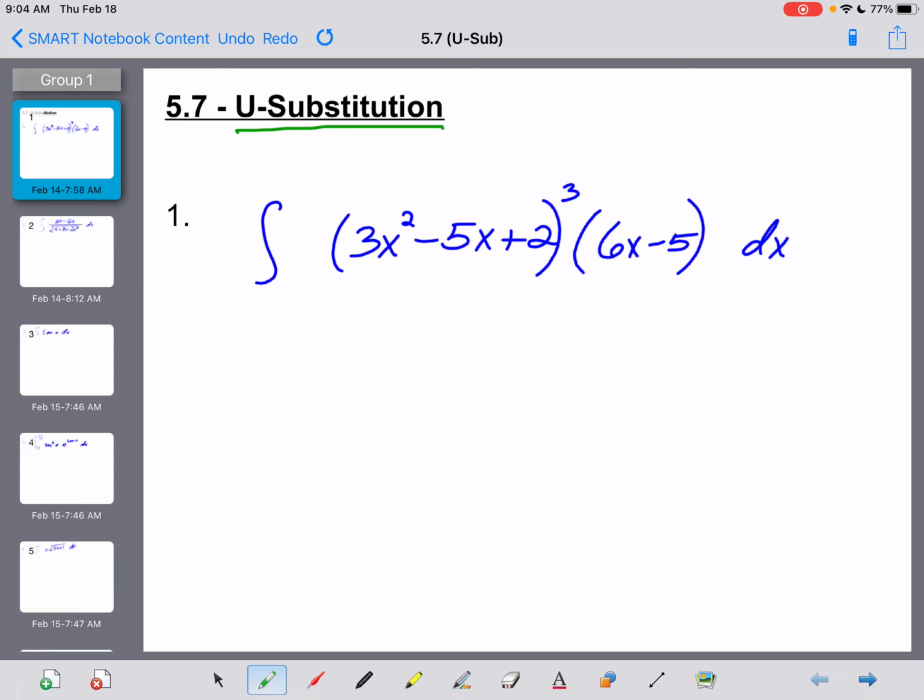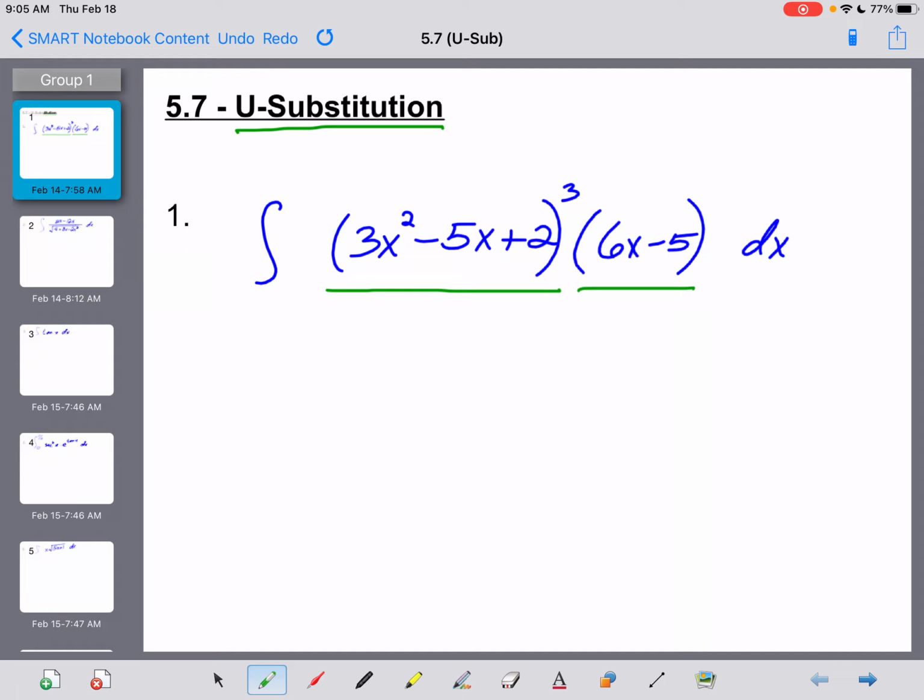U substitution is a method we are going to use when the answer to the following two questions is yes. First question, does your integrand contain two distinct parts? Well, there's one of them, a trinomial cubed, and then it's multiplied by a binomial. So yes, our integrand contains two distinct parts. Second, are those two parts related to each other in some way?